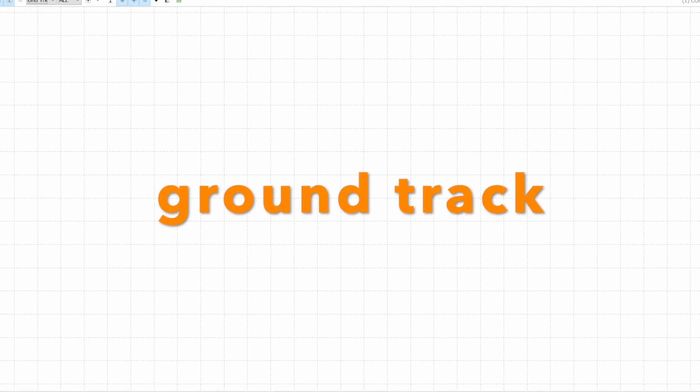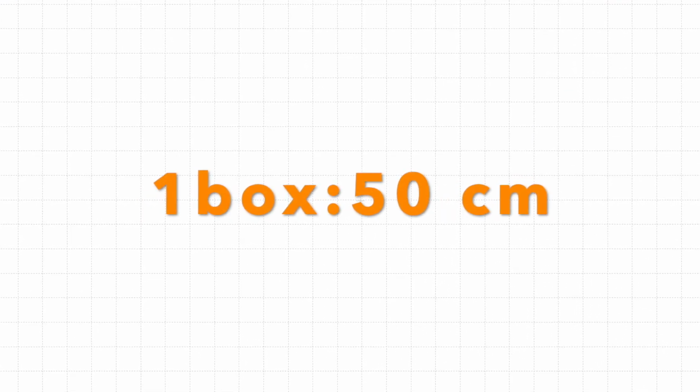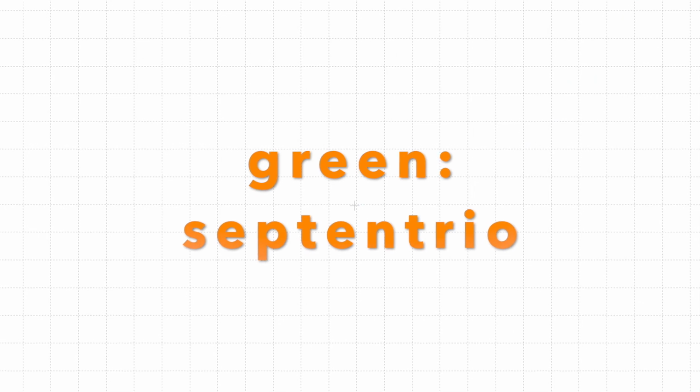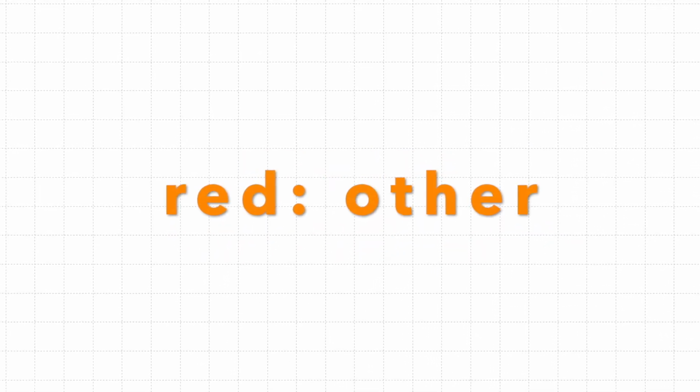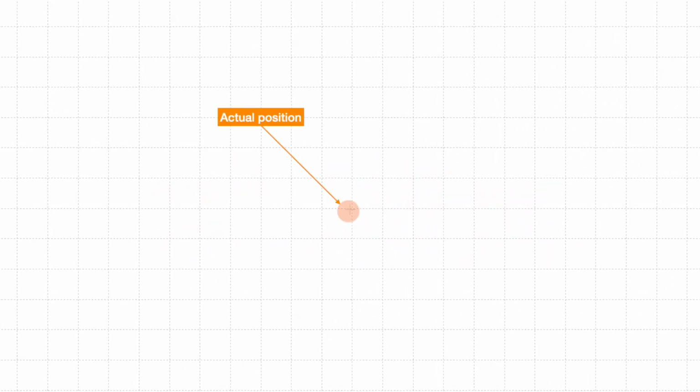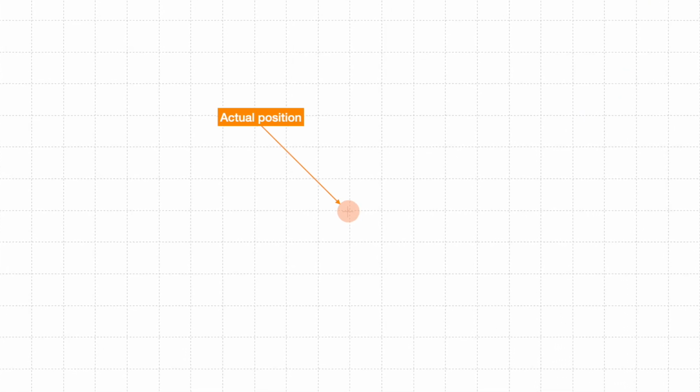In the second test scenario, we will use third-party software to observe what should happen when switching on your receiver in an area where a jammer is active. The software shows a ground track of the receiver positions. The scale is 1 box represents 50 centimeters. Both receivers are currently off. The green pointer 1 is Septentrio's receiver, while the red pointer 2 is the other receiver. The orange point represents the actual position.